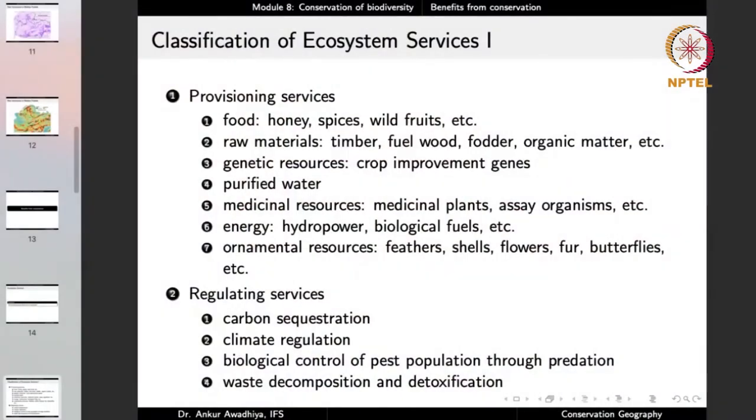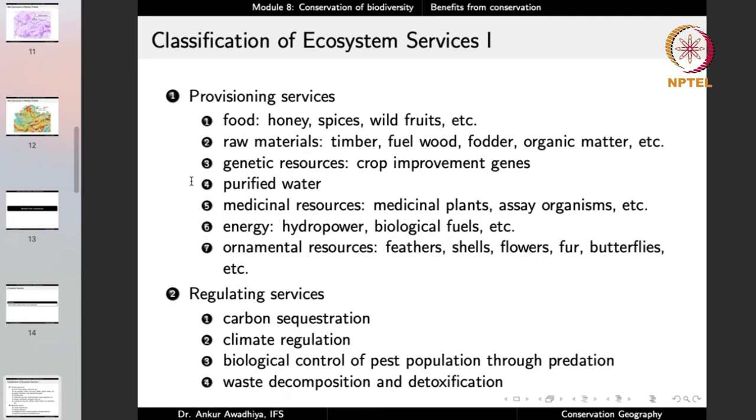Now, if you wanted to give these resistances to our own agricultural crops, we can take these genes and move them into the agricultural crops through processes such as hybridization and selective breeding. So that is another provisioning service that the well-functioning ecosystem provides to us in the form of genetic resources.